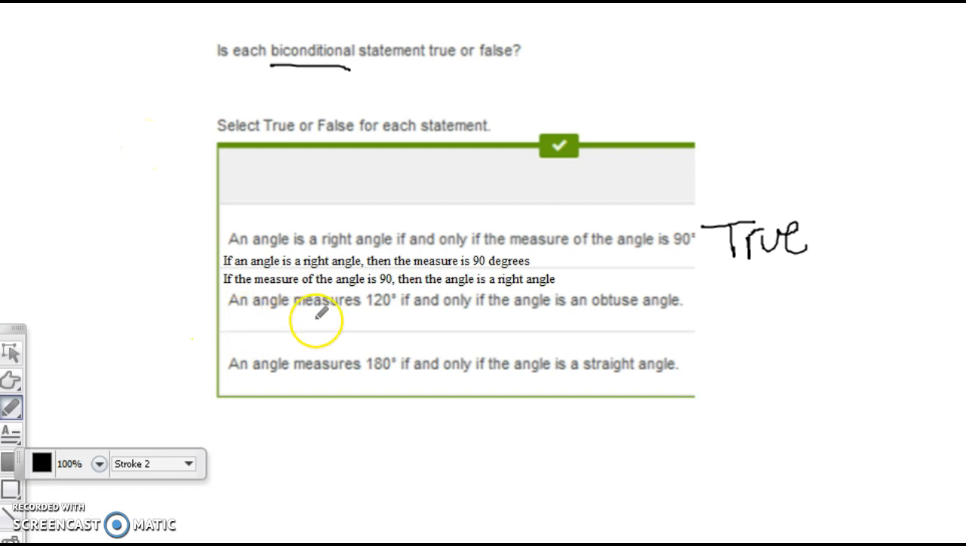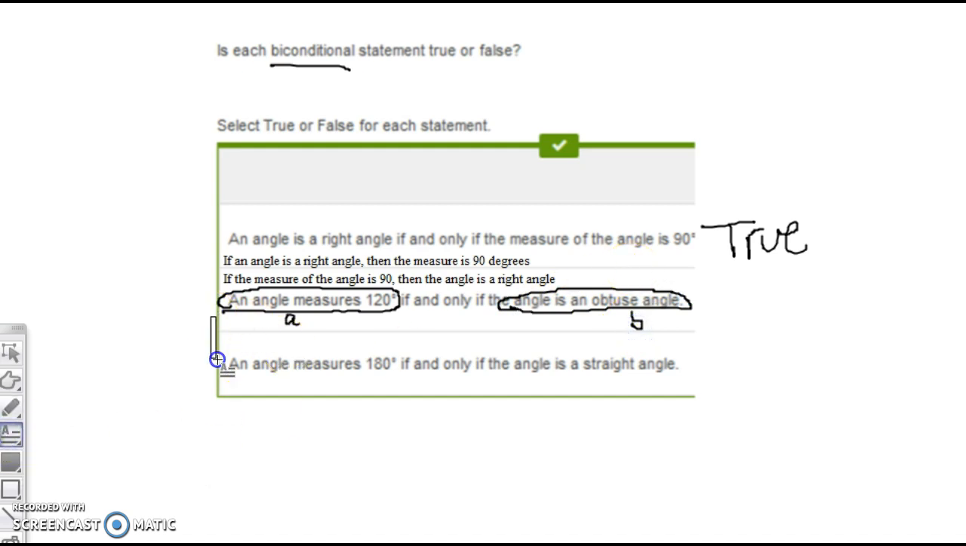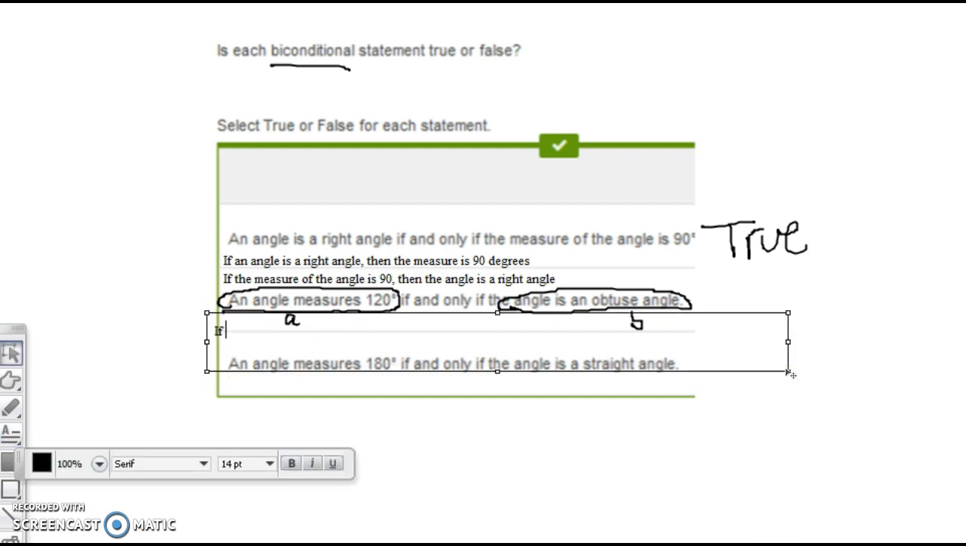All right, so the next one, an angle measures 120 degrees. That's going to be the first part. That's going to be the A value. I should have marked A and B on the last one, sorry. And then the B value would be the angle is an obtuse angle. So let's write our statement and our converse to see if they both are true. All right, so if an angle measures 120 degrees, then the angle is obtuse. Y'all, that's a true statement.